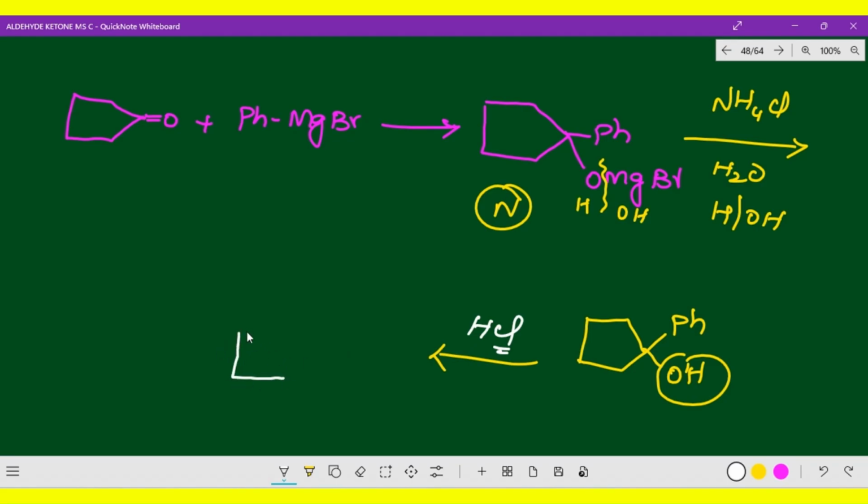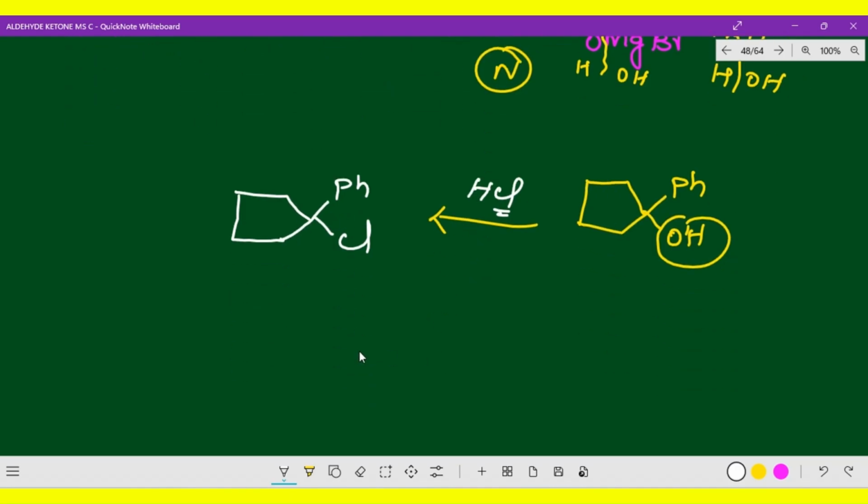Now this is the way the structural formula will be: on one side it is Ph, the other side it is Cl. Got it? That is HCl in cold, concentrated condition. Now the last point: alcoholic KOH. When you go for KOH while heating, an elimination reaction takes place.